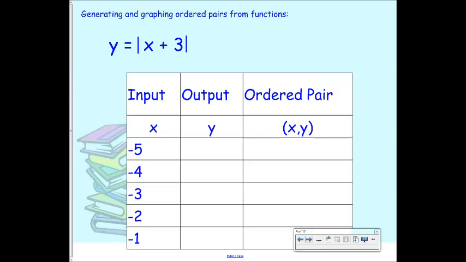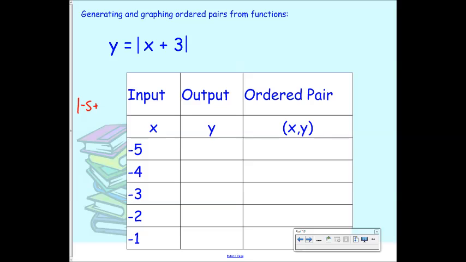Okay, what's happening here? There's an absolute value, right? There's an absolute value there, which means that all of my y's should end up being positive. So no matter what my x's are, my y's should be positive. So I'm going to plug it in.